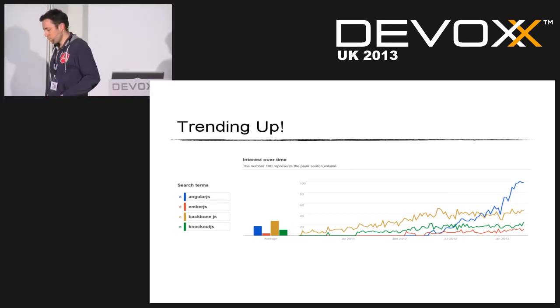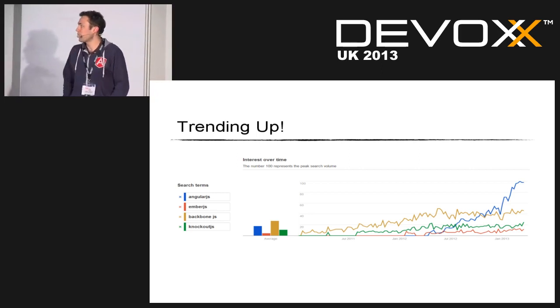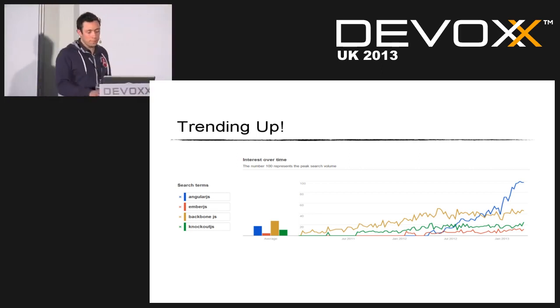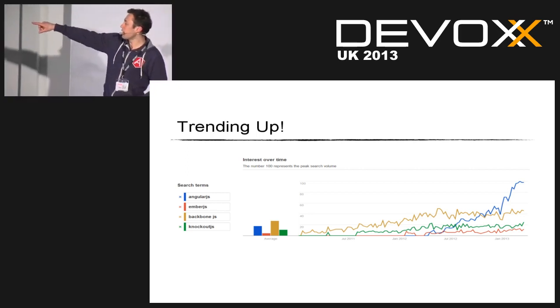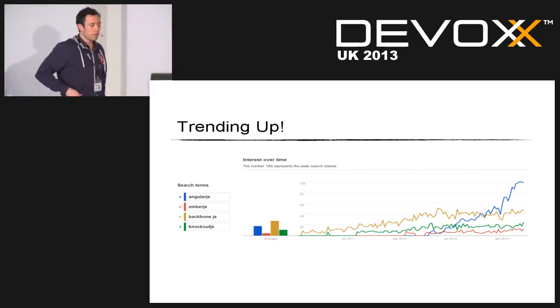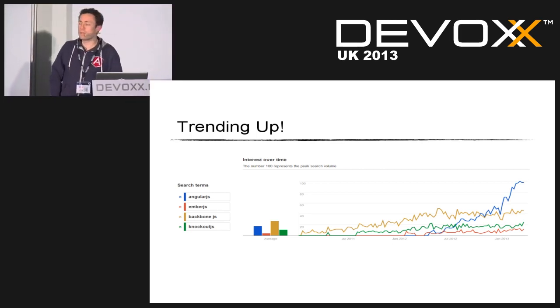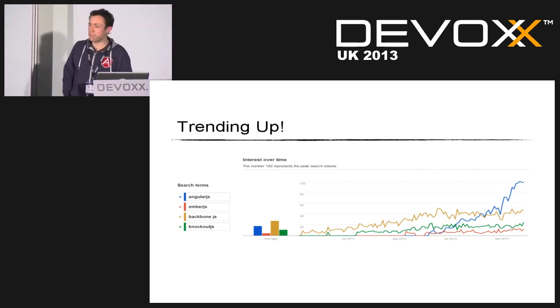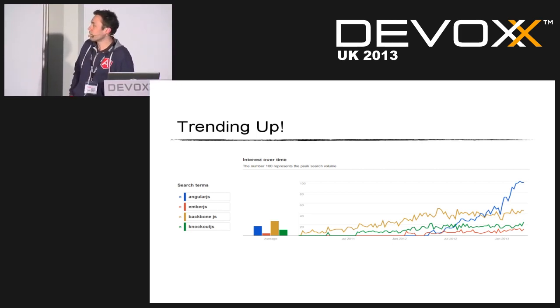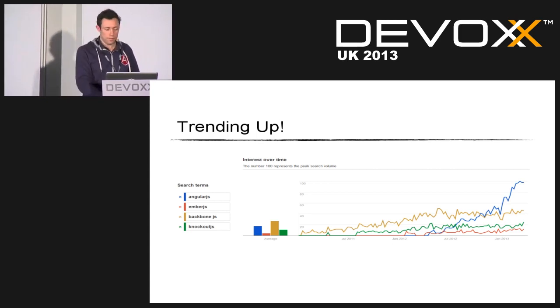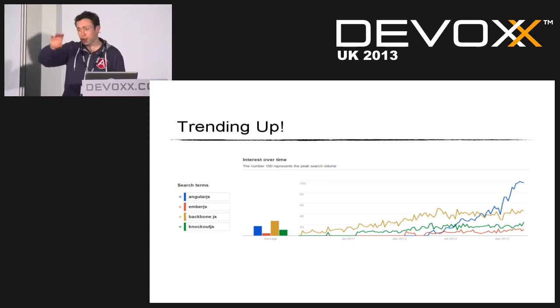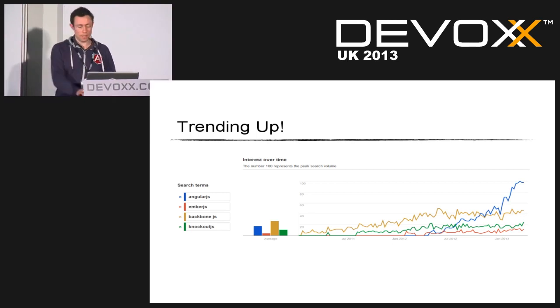Angular's really, really growing fast. Probably the most important thing to compare on here is this yellow line. This yellow line is Backbone. It's traditionally the most well-used of these kind of JavaScript frameworks. And you can see that this is in terms of searches on Google for those terms, that Angular in the last 6 to 12 months is just going up through the roof. Whereas the other ones are staying about the same. So there's obviously something happening here.